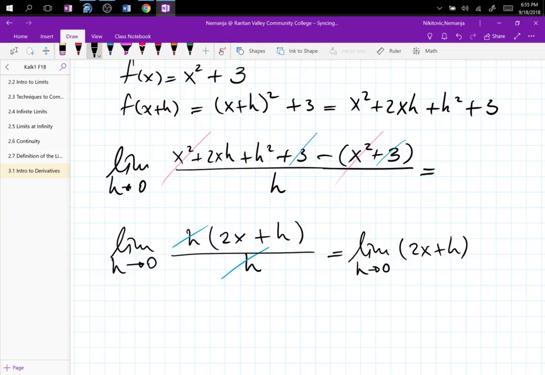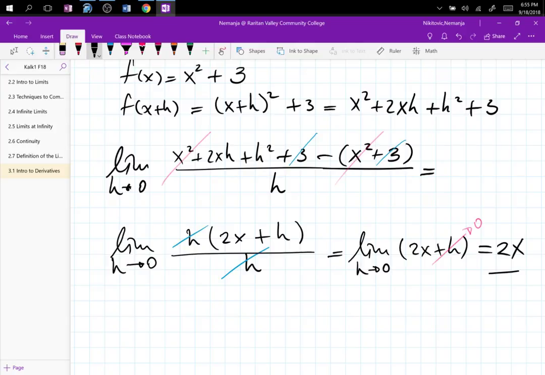So what's the answer for this limit? I can't hear, the air conditioning is squealing. What's the answer? 2x, because h goes to 0. This air conditioning, it's annoying, but we'll live through it.